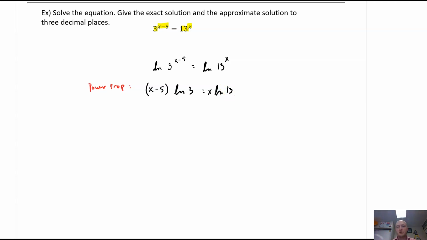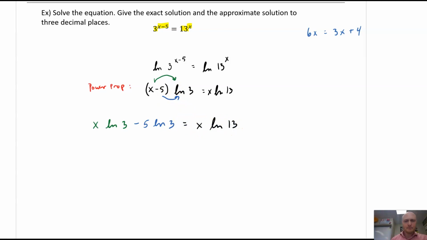Okay, here's what you're going to do. In this example, you want all of your variables on one side. It's like if you're solving something simple like 6x is equal to 3x plus 4. You need to get your x's on one side. So I'm going to go ahead and, I guess first I need to distribute. x natural log of 3 minus 5 natural log of 3 is equal to x natural log of 13.